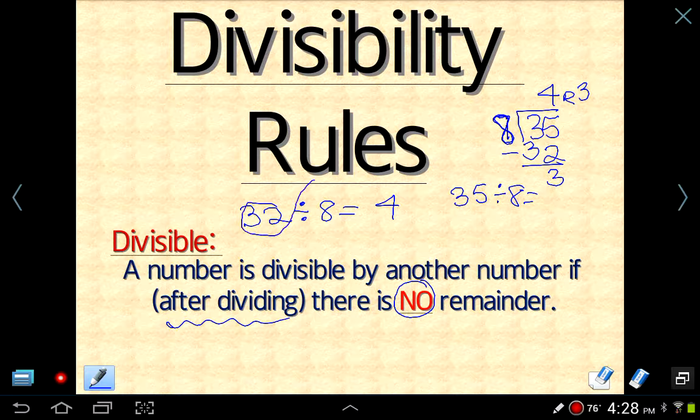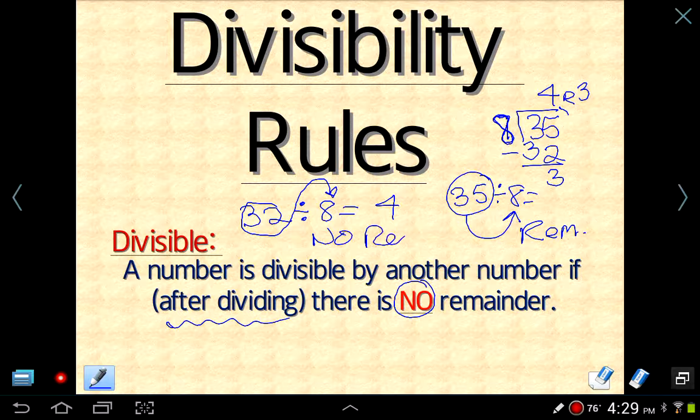Okay, so what's my point? 32 is divisible by 8. 35 is not. 35, we have a remainder. 32, we have no remainder.